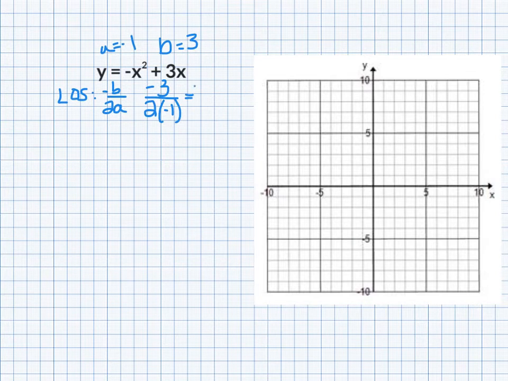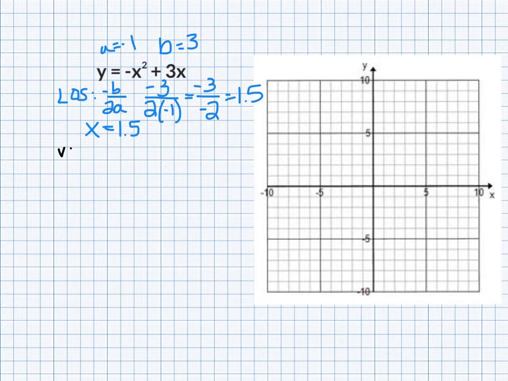Okay, so it looks like we have negative 3 over negative 2. We can do that on our calculator, but that's going to be 1.5. That's fine. Line of symmetry, x equals 1.5. No big deal. Okay, some other things we need to think about. The vertex, does it open up or open down? Is it a minimum or maximum?